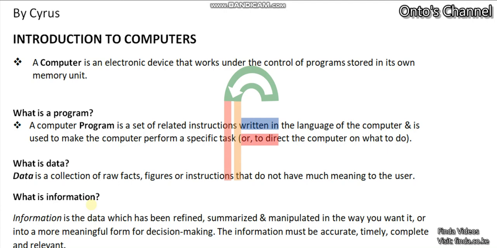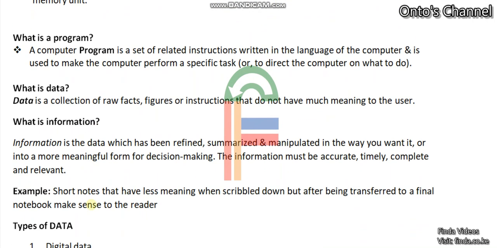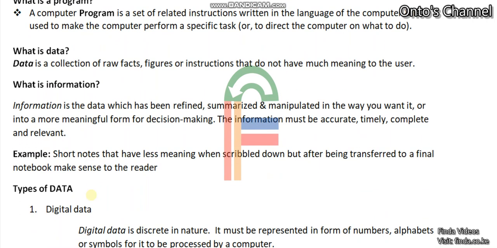Someone can ask you to give an example of data and information, what is data and what is information? What you'll say is, an example is short notes. When you're in class and you're taking short notes, writing in the back of your notebook, it doesn't have a lot of meaning.